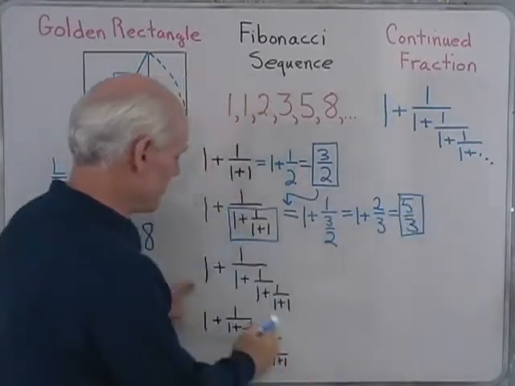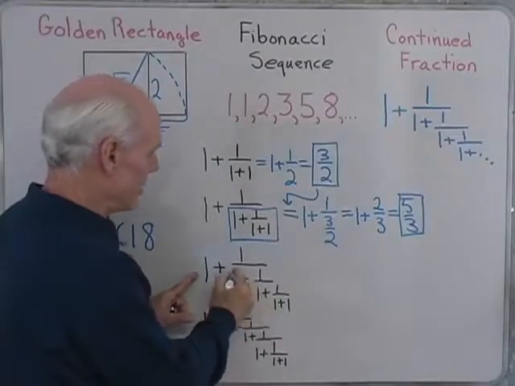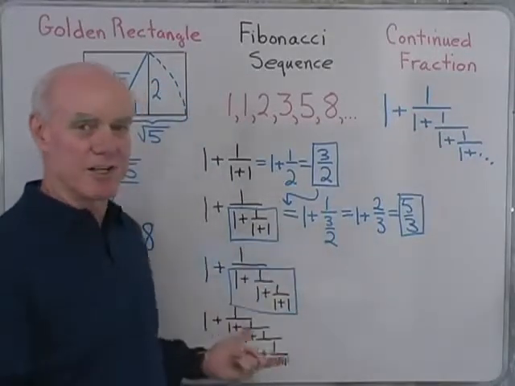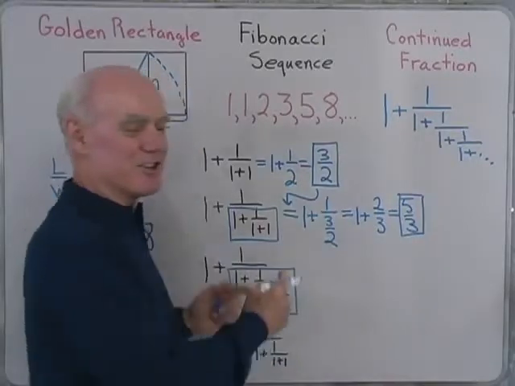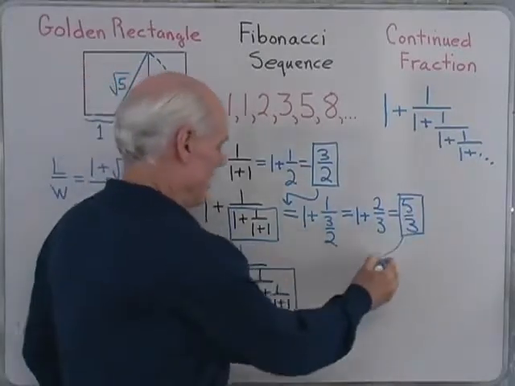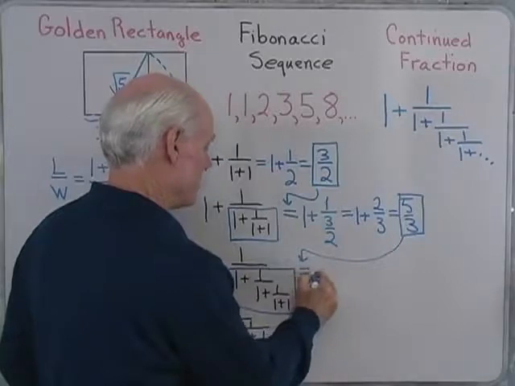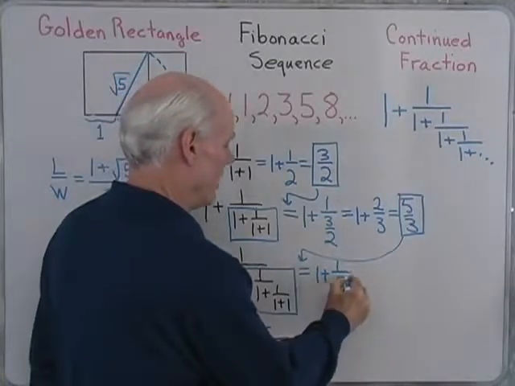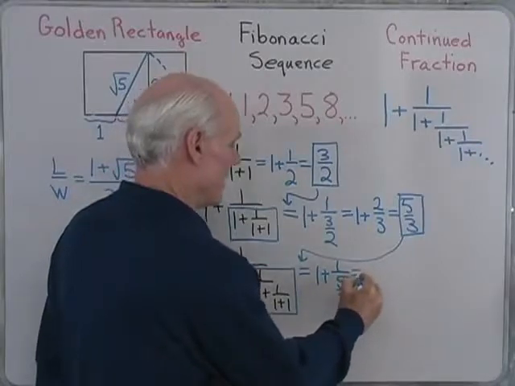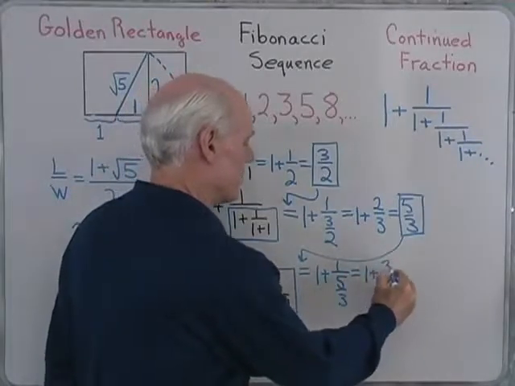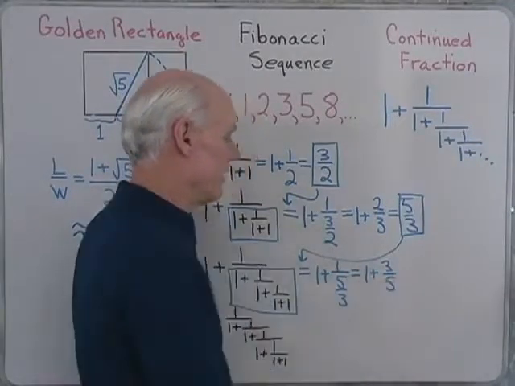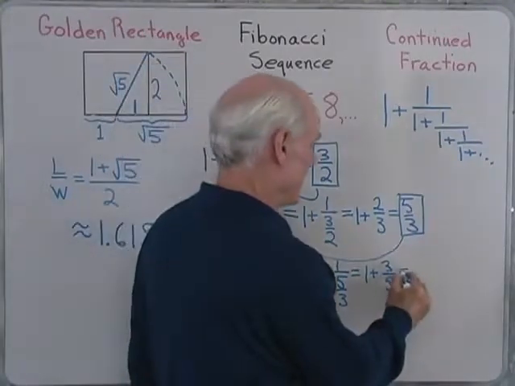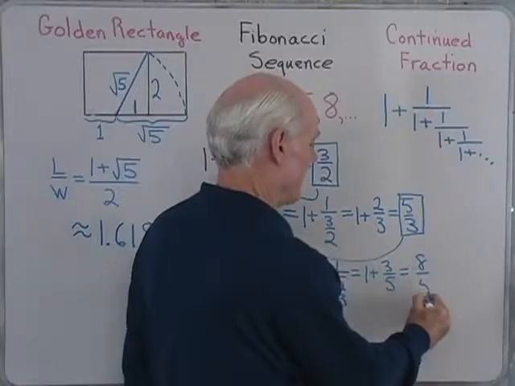Now I go to my next problem right here, and I notice that this part is exactly the same as what I did just here. So what I'm going to do is take what I've already done and substitute it in, and I get 1 plus 1 over 5/3. That will be 1 plus the reciprocal of 5/3, which is 3/5, and then 5/5 plus 3/5 will be 8/5.